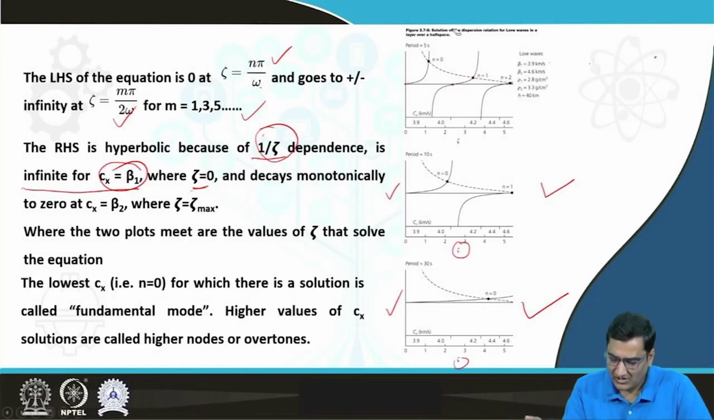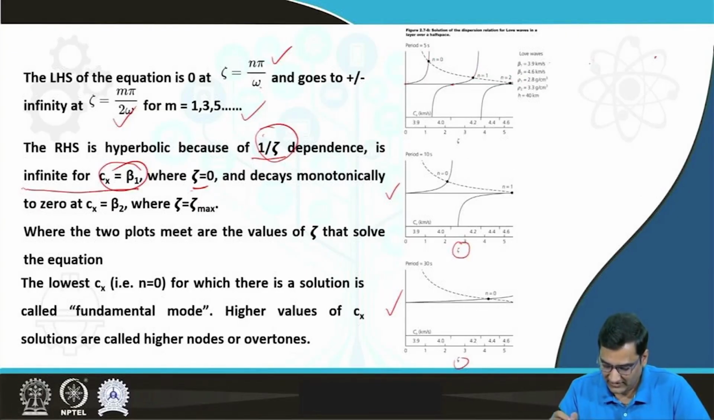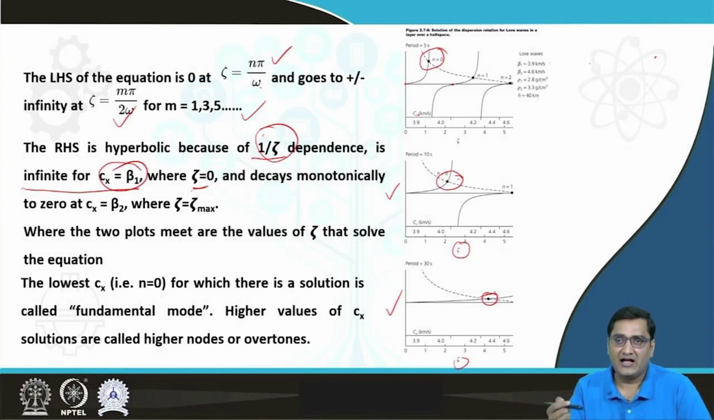So what you can see here, in the case of the 5-second period, the fundamental mode occurs here, n is equal to 0. In the case of period 10, when the period is increased, the fundamental mode is observed here. And when the period is further increased, the fundamental mode is observed somewhere here. That means as you increase the period, the apparent horizontal velocity also keeps on increasing. That means the higher value of Cx will be associated with the higher value of the period.